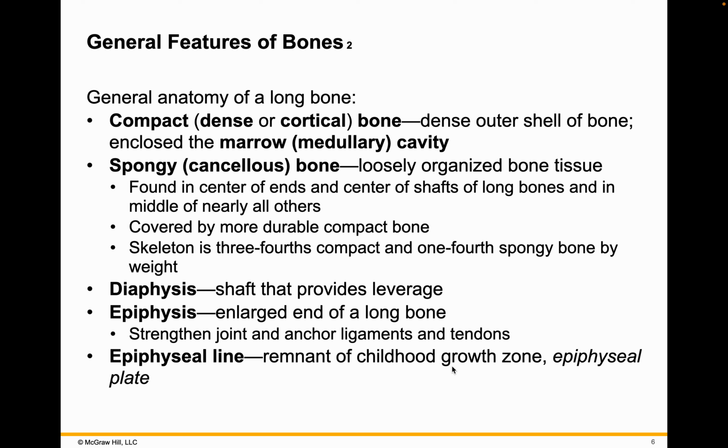In a long bone, we have a shaft called the diaphysis, and at each end we have the epiphysis, which is an enlarged end. It strengthens the joint and anchors the ligaments and tendons. There are proximal and distal epiphyses. Associated with those epiphyses is an epiphyseal line. When someone is still growing, that's a growth zone, and it's known as an epiphyseal plate. When it completely calcifies, it leaves a remnant called the epiphyseal line.